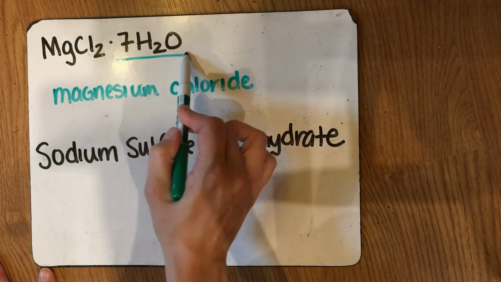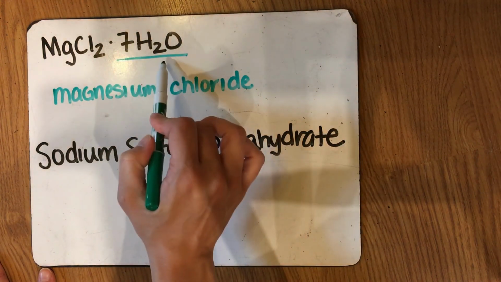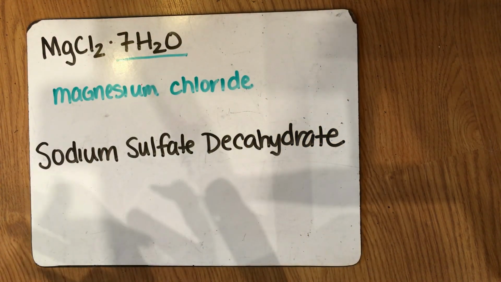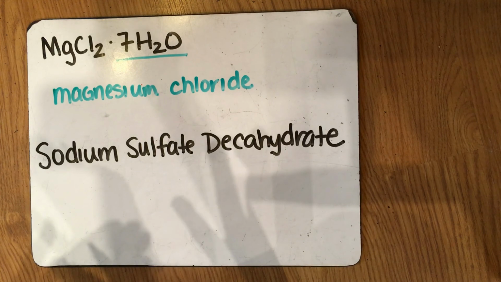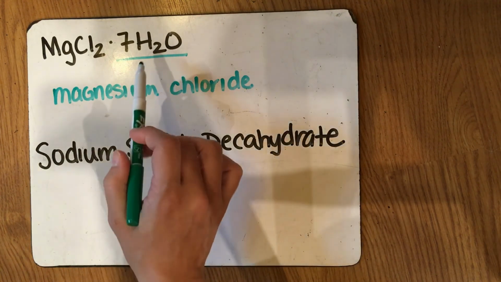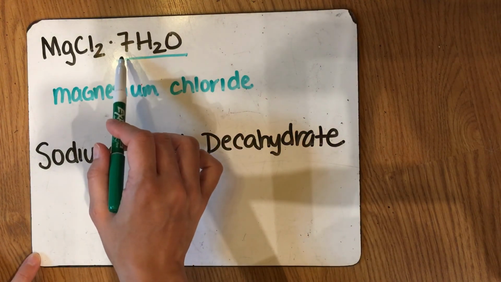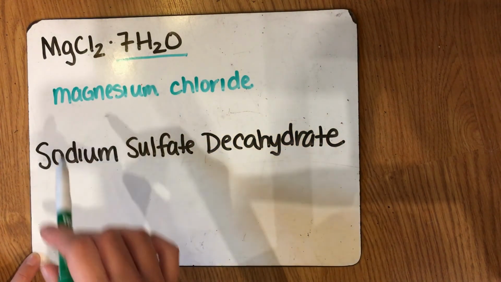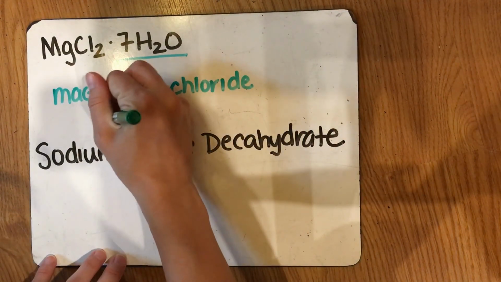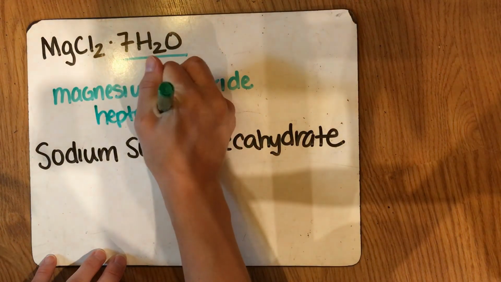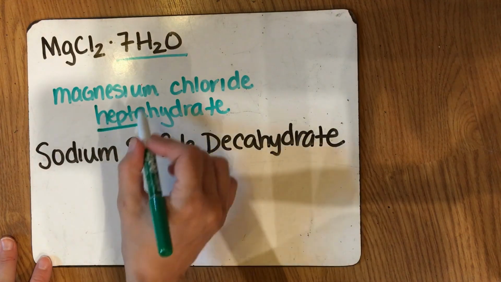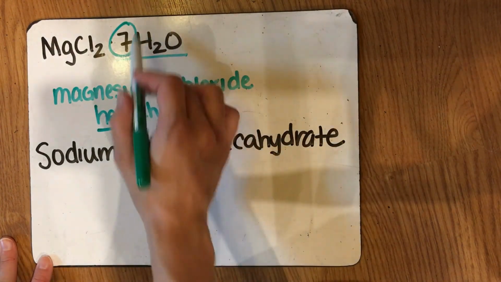And then to name this part, the H2O is just called hydrate in these. So we don't call it water, we don't call it dihydrogen monoxide, we call it hydrate. It's just kind of a special situation. And we put a prefix in front to show how many there are. So 7, the prefix for 7 is hepta. So this would be magnesium chloride heptahydrate. The hepta comes from the 7, the hydrate comes from the H2O.